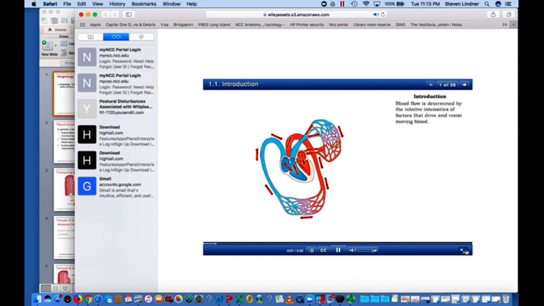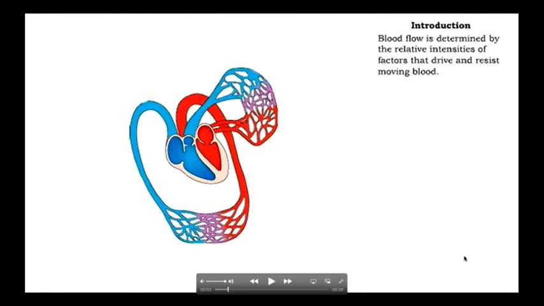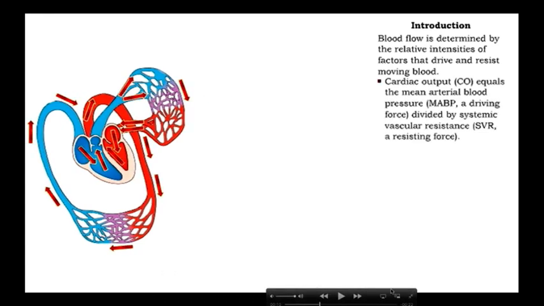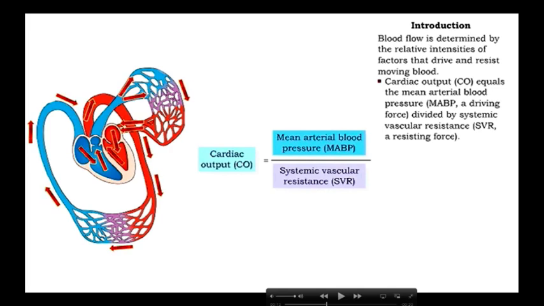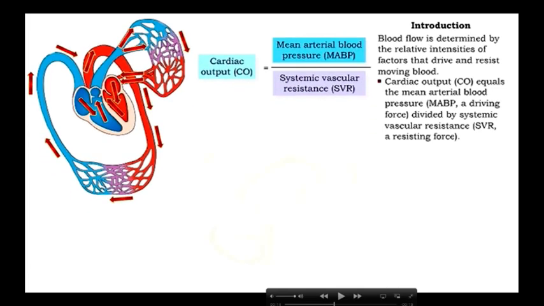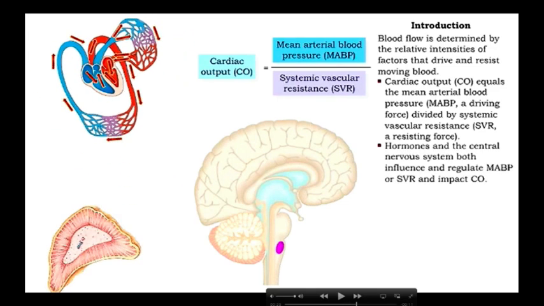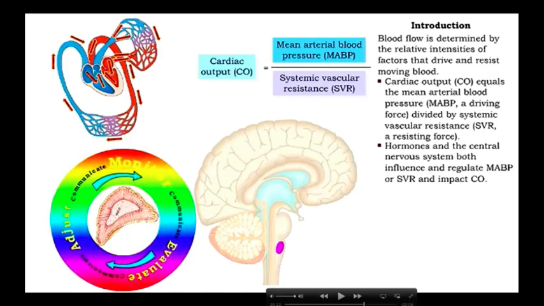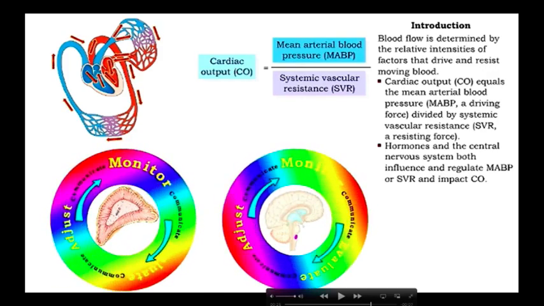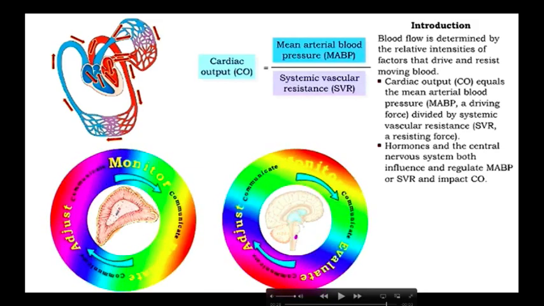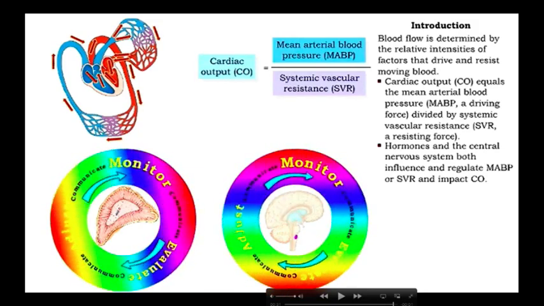In the cardiovascular system, the flow of blood is determined by factors that drive and resist moving blood. Even the system's level of production, known as cardiac output, can be measured as a ratio of driving force to resistance. Feedback loops in the central nervous and endocrine systems both change and regulate blood pressure and vascular resistance, and therefore have an important impact on cardiac output.